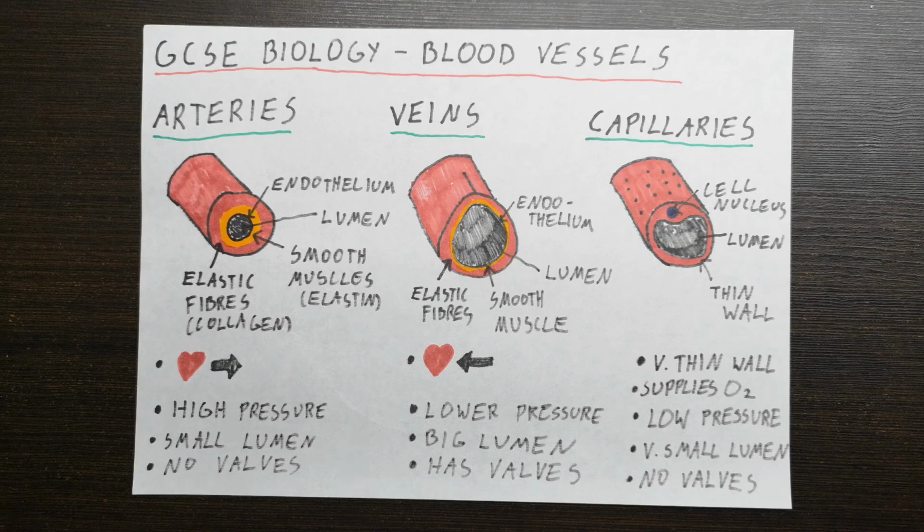So, let's have a summary of veins. So veins carry blood to the heart, they are exposed to much lower pressure, they have much bigger lumen, and they have valves. And this is also reflected in the structure of the veins with much thinner elastic fibers and smooth muscle layers, so much thinner walls and much bigger lumen. So this is how we can differentiate structurally between veins and arteries.